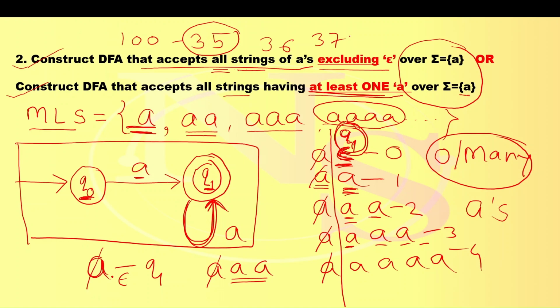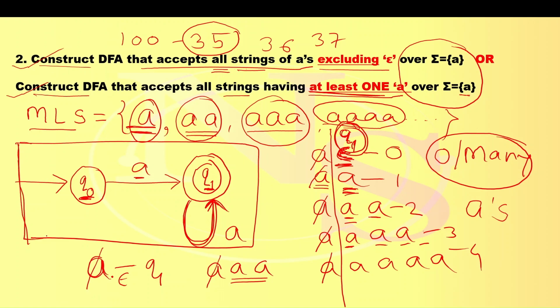Similarly here, the automata should accept strings having at least one A. We have at least one A. If two A's are coming, that is also fine. Three A's are coming, that is also fine. Many more are coming, that is also fine. Hence, the meaning of the first and second statements is the same. The only difference is asking the question in a different way. Hence, the answer to both statements is the same.